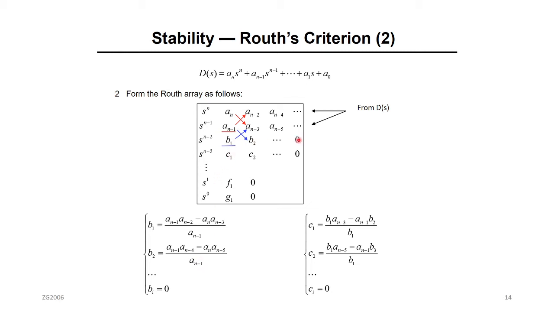All right, and until you reach 0, until you get 0, you stop. Then the next one, you will do the same thing, except you will start with the coefficient in the previous row. Okay, that's all.